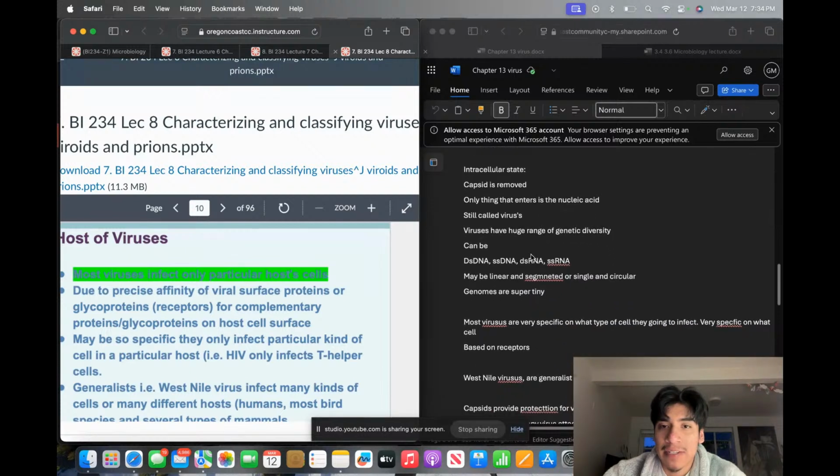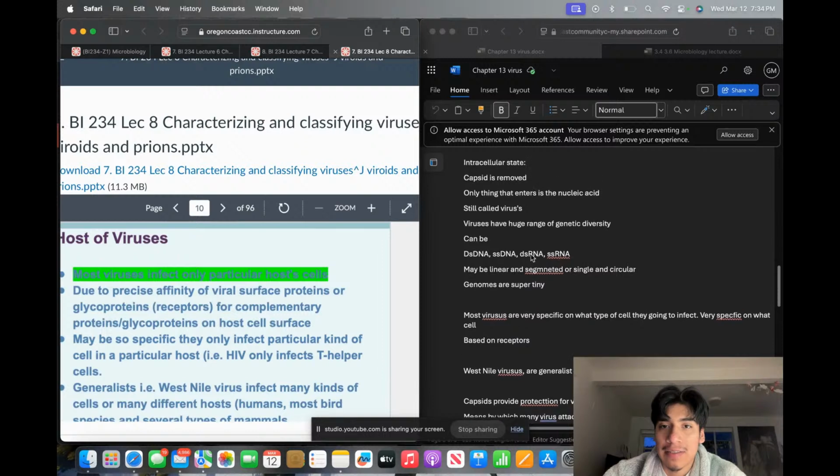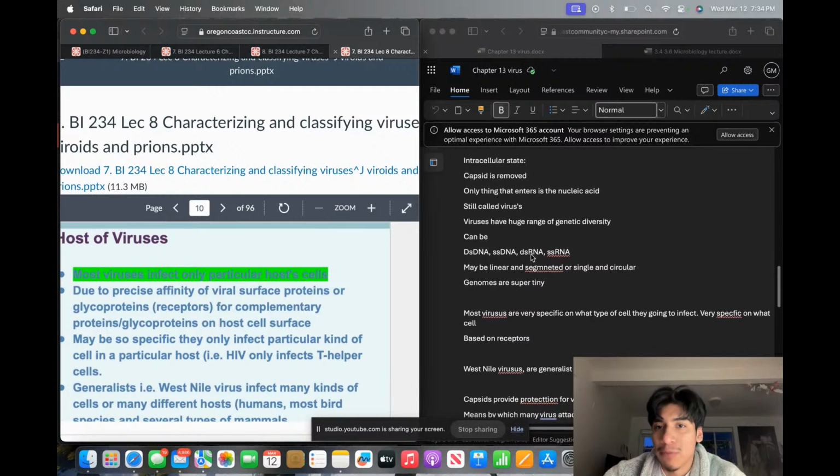Intracellular state, capsid is removed. Only thing that enters is the nucleic acid. So the capsid isn't just kind of removed. The capsid stays on the outside where it then falls off or stays. But all it does is inject the nucleic acid. That's all that goes inside of the cell.